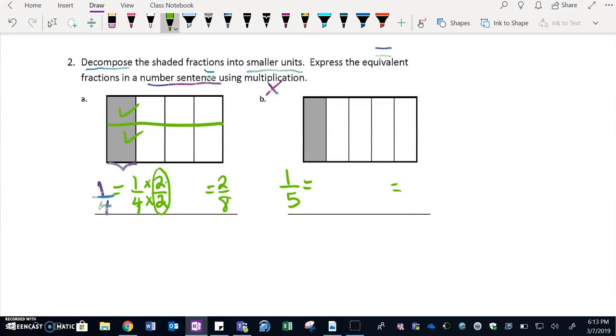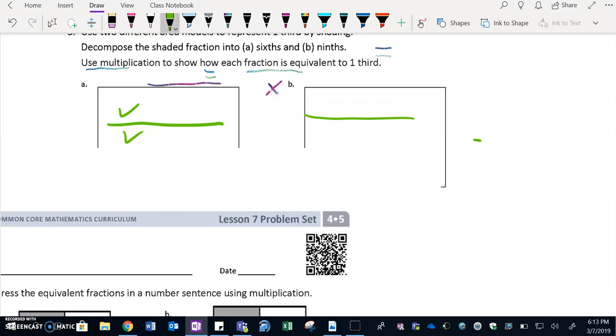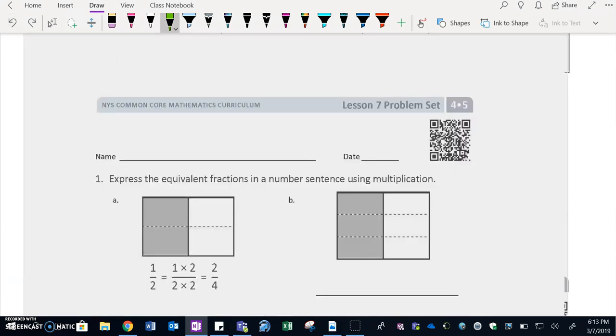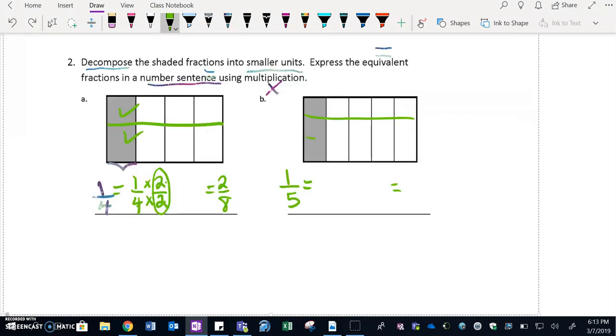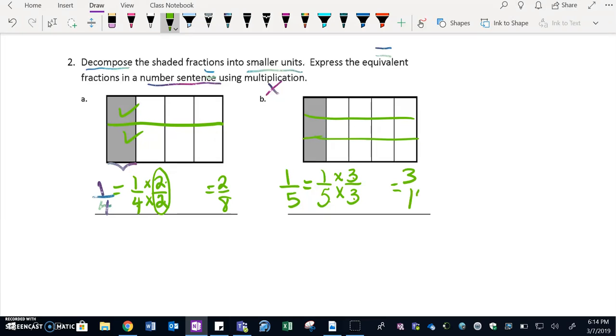Now let's cut this 5th into thirds. So let's cut it into 3 parts. There we go. So I have my 1/5. I'm going to cut it in 3 parts. So I cut the whole thing into 3, and I also cut just this 5th into 3. So 1 times 3 is 3. 5 times 3 is 15. I have 1, 2, 3 shaded pieces out of 15 altogether.